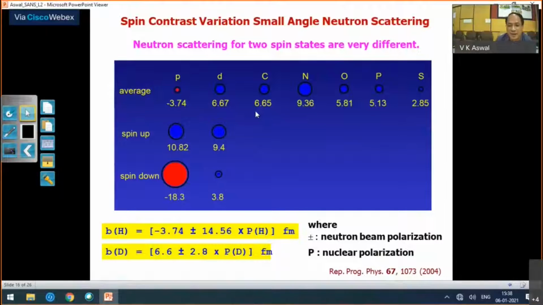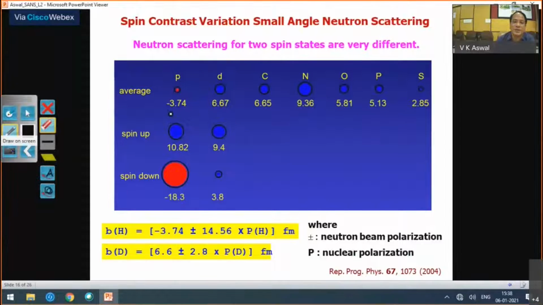So this was about isotope contrast variation, and as I had said, there are other techniques which are also useful to vary the contrast, and this one is spin contrast variation. In principle, this is much more powerful than isotope contrast variation, because that is the change of the scattering length you see when you change the isotope. You go from hydrogen to deuterium. But if you are within hydrogen and you can vary the spin contrast, then you can see the change from 10.82 plus to minus 18.0. Changes are varying.